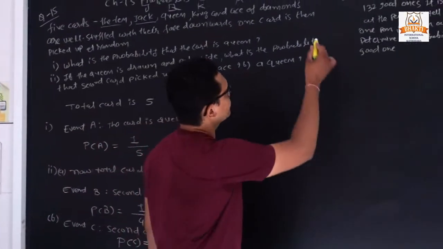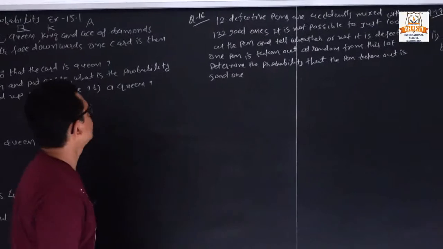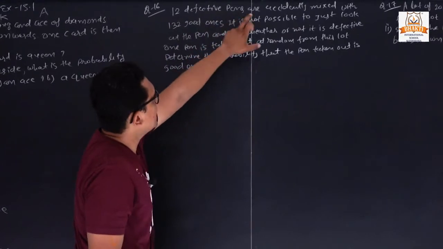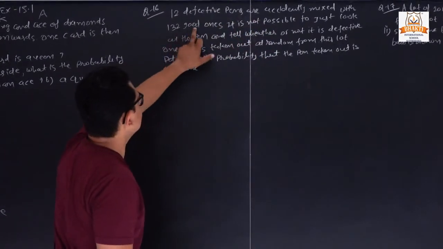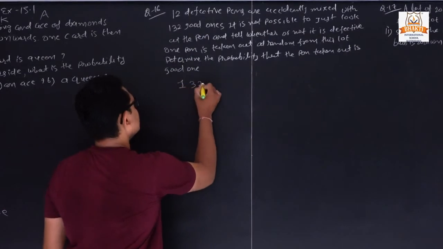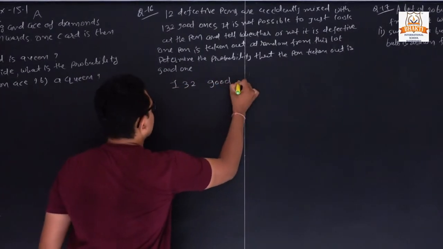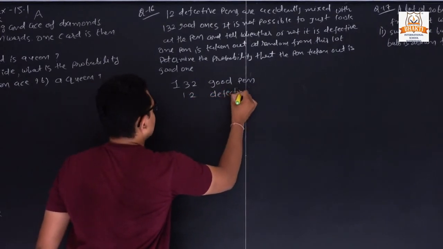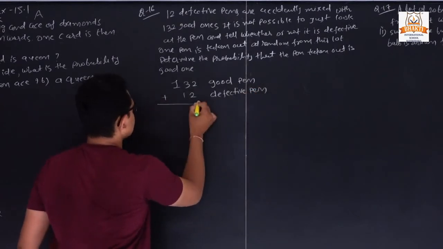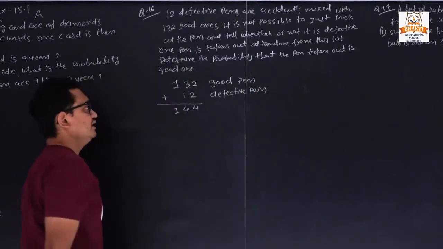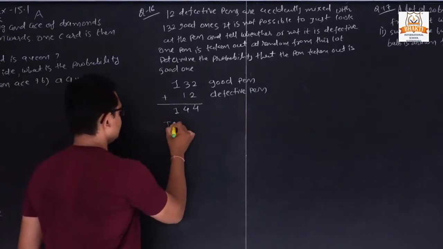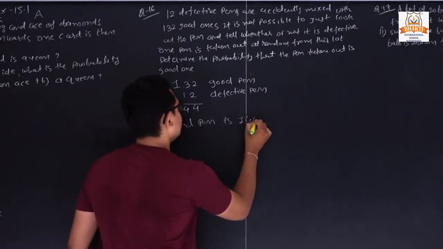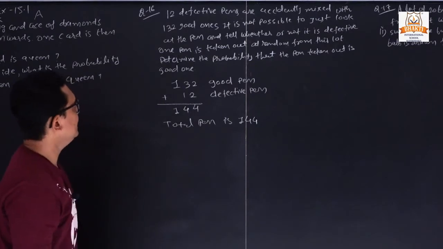Now the next question, number 16. In question 16 they are saying 12 defective pens are accidentally mixed with 132 good ones. It means 132 are good pens and 12 are defective pens. So the total number of pens is 144.